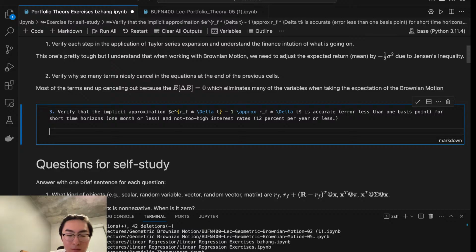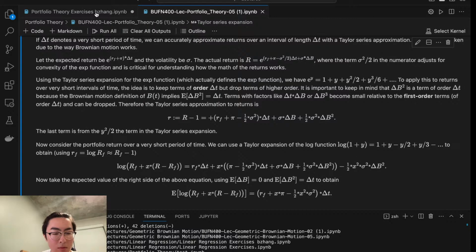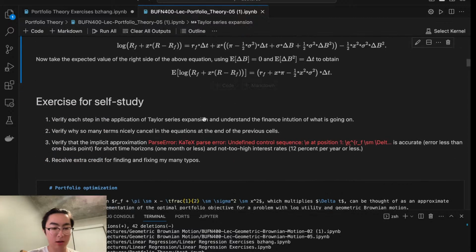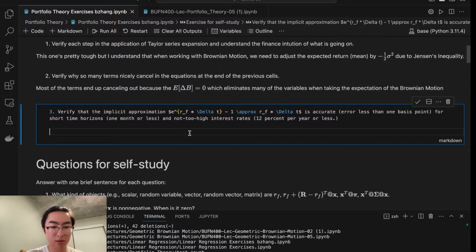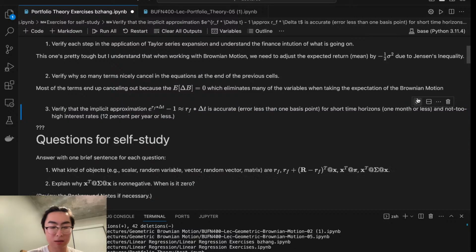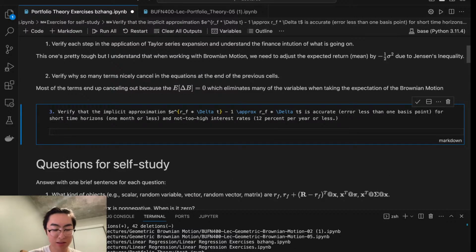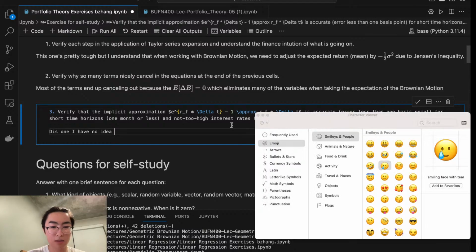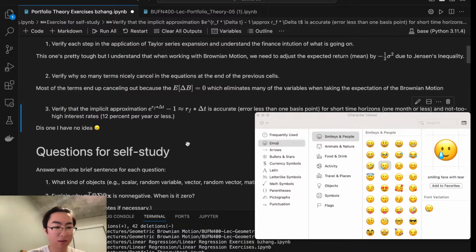Verify that the implicit approximation to R times something minus. Okay. Yeah, I'm gonna be honest, I have no idea how to do this one, and I don't really want to spend that much time working on this one.